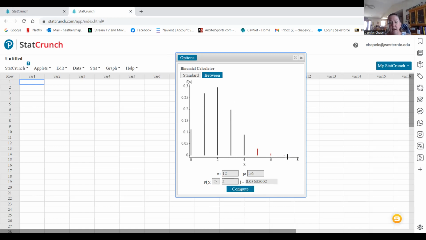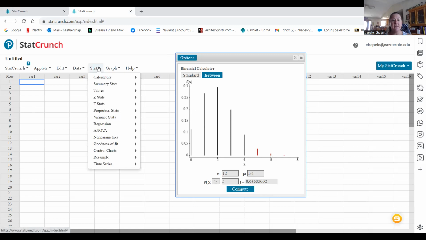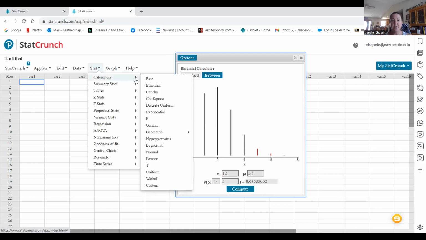Here's my little red pieces. You'll notice that there's not much there, because getting 8 4s when you're only rolling 12 is going to be very difficult to do. It's kind of like, start to think that if that happens, the die is loaded. So, here's half of them. If half of our rolls turned into a 4, something's going on. So that's why this hasn't changed much from that first number that we did. All right, so this is how you would use StatCrunch. Again, to remind you, we went into Stat, under the calculators, into Binomial.